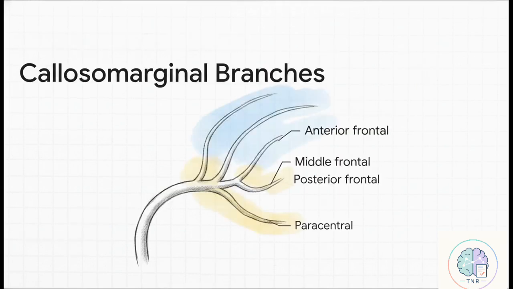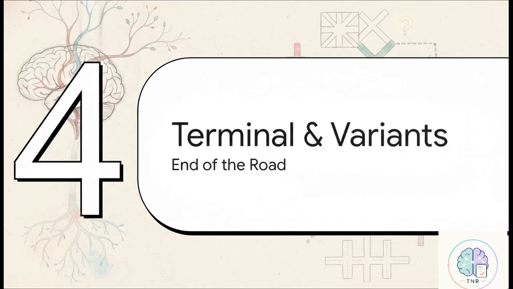Since the calloso-marginal artery is such a major player, let's chunk its subbranches so you can easily file them away without getting mixed up. Think of it as a distribution hub. It gives off a trio of internal frontal branches: the anterior, the middle, and the posterior internal frontal branches. And alongside those three, it also gives rise to the paracentral artery. Boom, memorized.